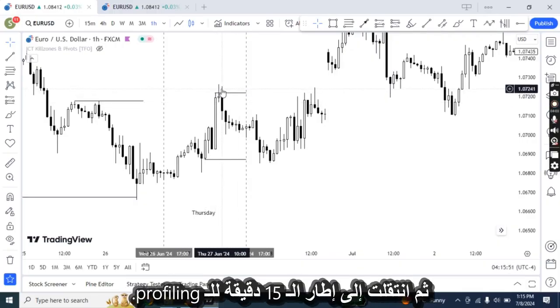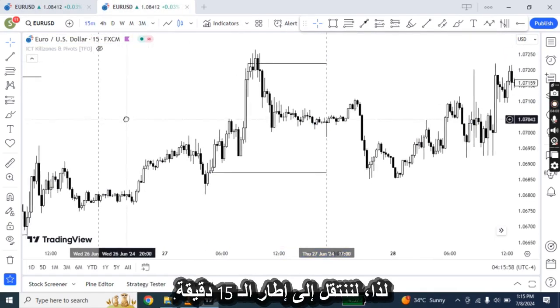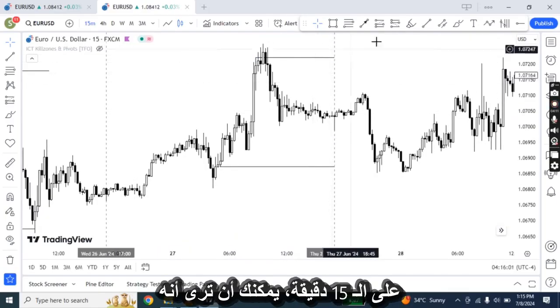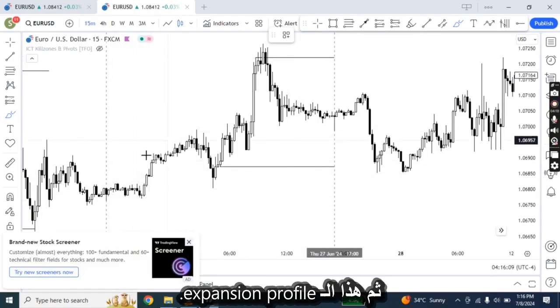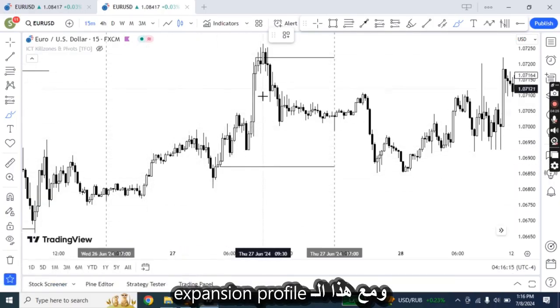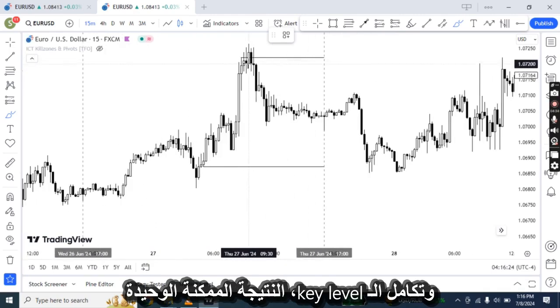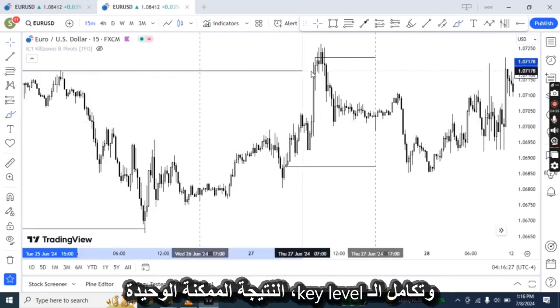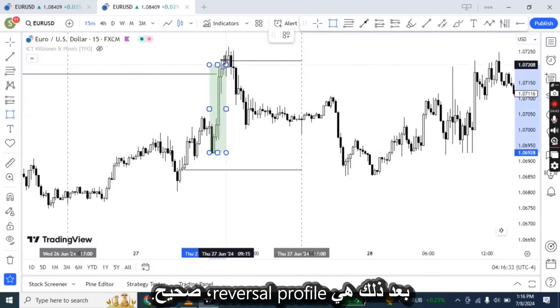Then I moved on to the 15-minute time frame for profiling and entry setup. So let's move on to the 15-minute time frame. On the 15-minute, you can see these different profiles here, right? We've got this ranging profile, then this expansion profile, then this retracement profile before expanding higher again. And with this expansion profile right here, the last one, we tested a key level in the form of a 4-hour inside range high. Now based on market profile and the key level integration, the only possible outcome after price tests a key level with an expansion move is a reversal profile, right?